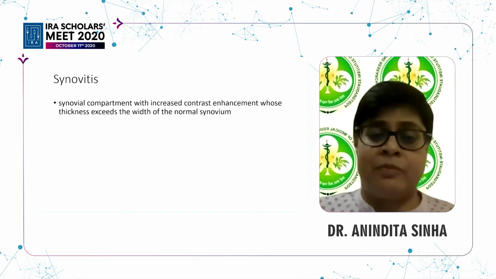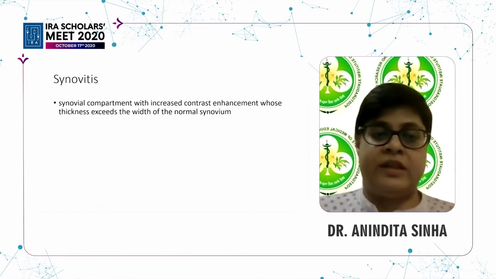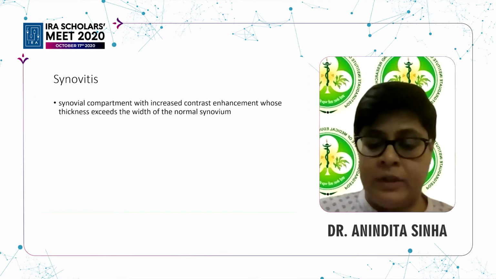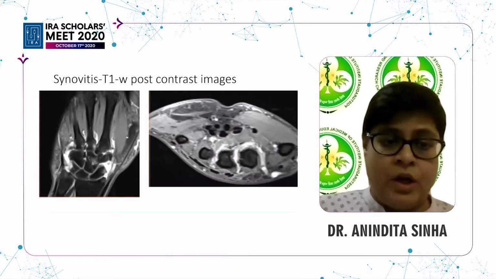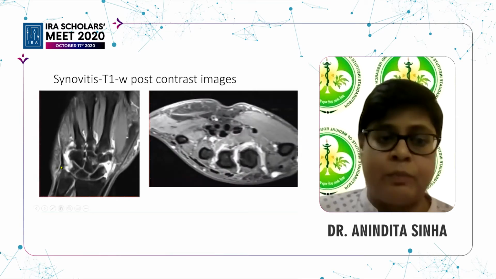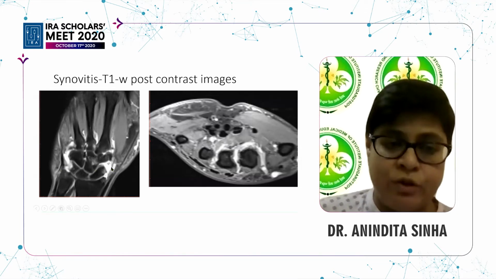It is visible in the larger joints like the knee and the shoulder, more so if there is effusion, but it's almost impossible in the smaller joints. So this is one of the drawbacks of the OMERACT definition. So synovitis, we generally pick up on post-contrast images as well as the T2 fat sat images.